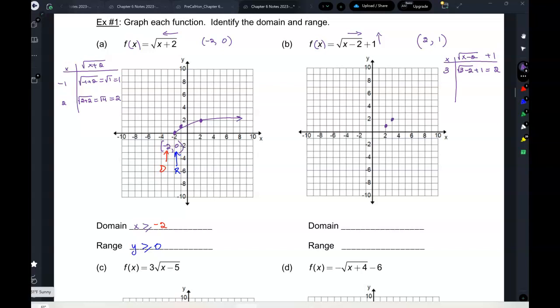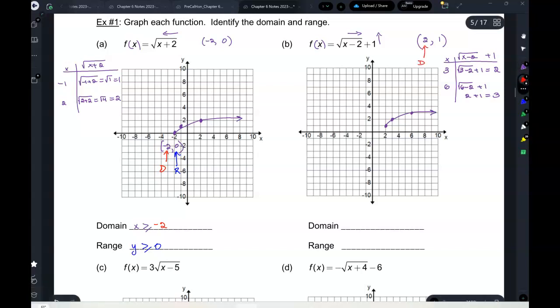Okay, when you pick 9, Olivia, inside you get the square root of 9 minus 2, which is the square root of 7, which you can't write. So how about 6? Can we do 6? This will be root 4, which is 2, plus 1, which is 3. So that looks like that. Okay. What was that point? We said it was 2 comma 1, right?